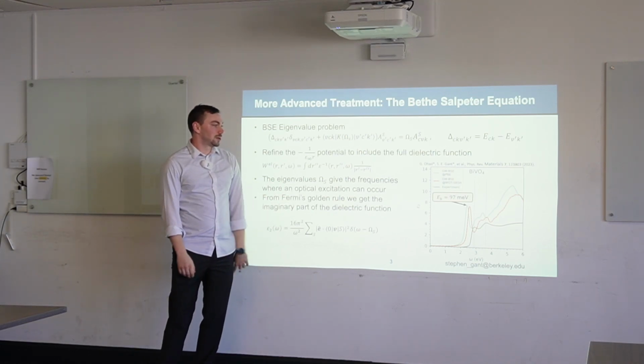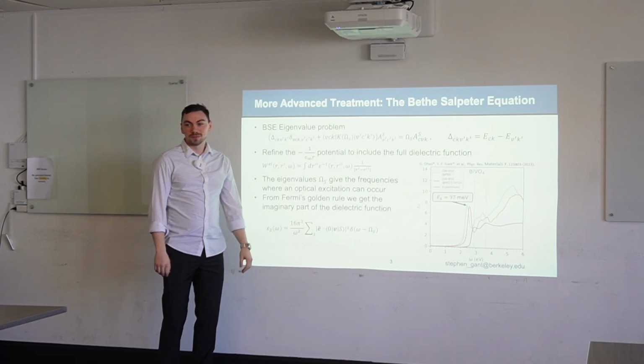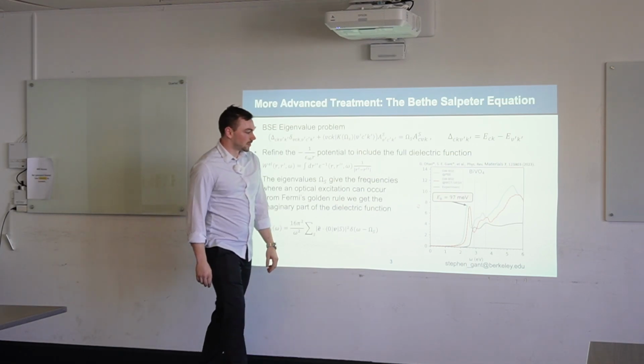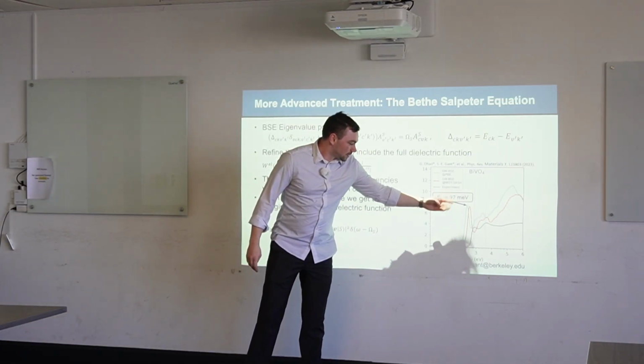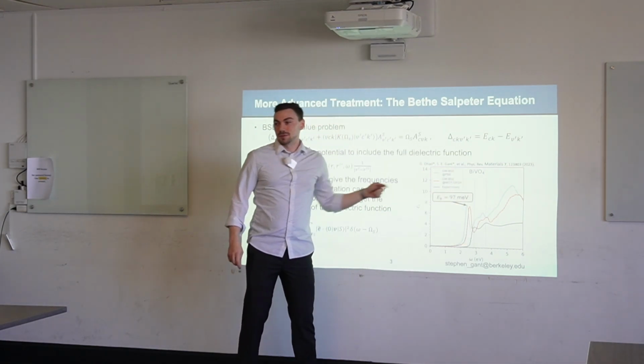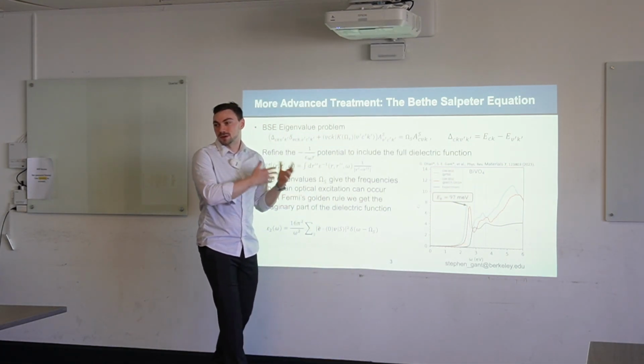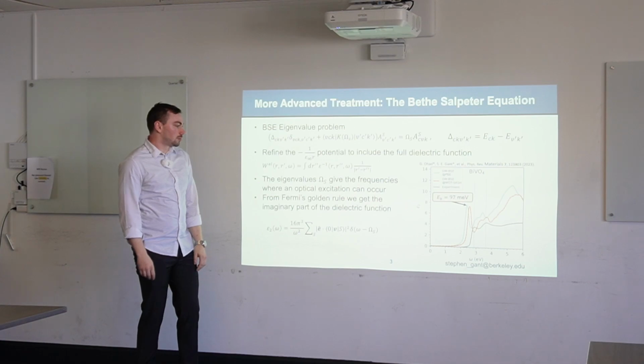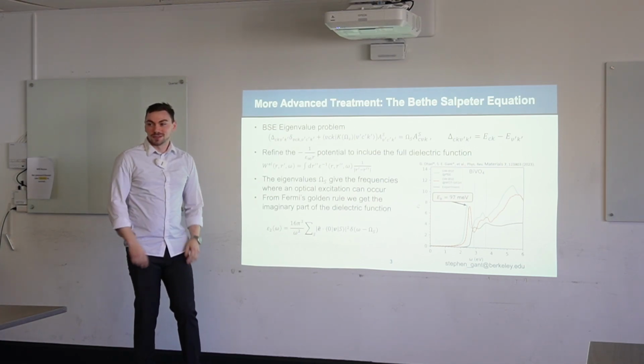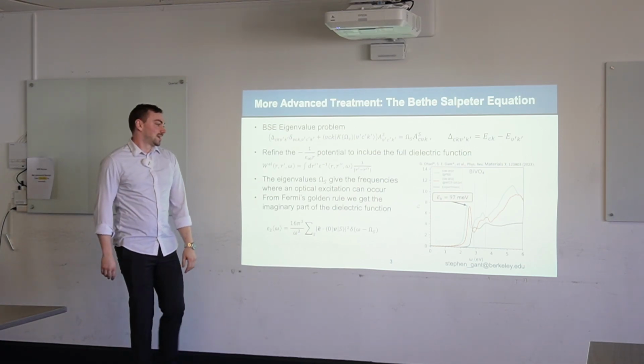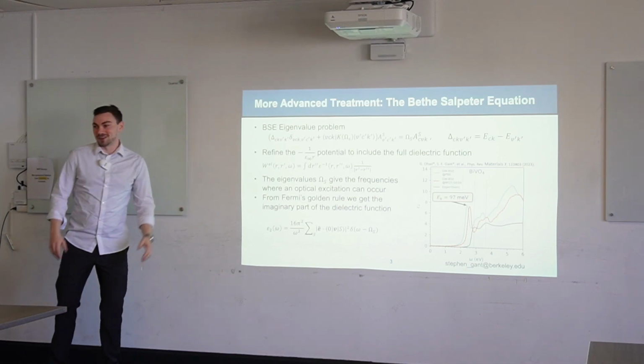I ran into this material when I was doing some calculations a few years ago, where we found basically that the theory predicts this massive peak here at the onset of the spectra. This would be what I was referring to as the exciton in this more advanced treatment here. But then when we look to experimental measurements of this, they really don't see anything that looks like that. And so what's going on here?